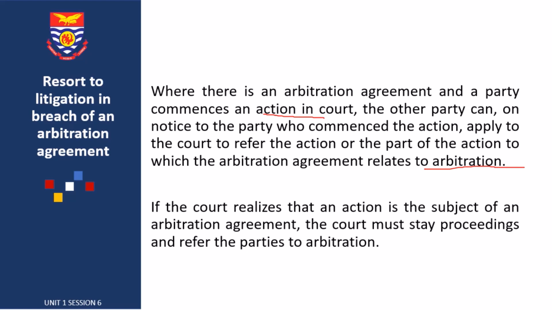So if the court realizes that an action is the subject matter of arbitration, the court must take proceedings and refer the parties to arbitration. So if the court notices that, look, application has been made and indeed evidence has been given that there was an arbitration provision, then the court must stop the case and refer it to arbitration. Sometimes it is only part of the case that must be resolved through arbitration. The court will refer that portion of the dispute to arbitration and resolve the remaining in court.